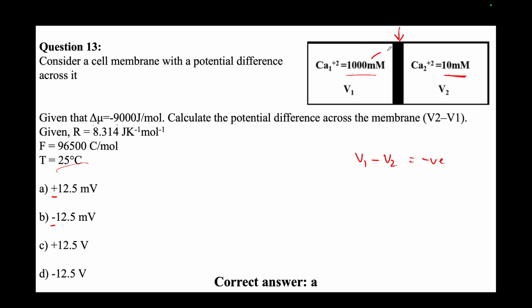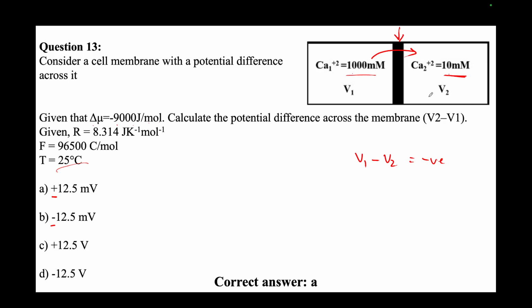That means the movement from V1 to V2 is easier. If something is higher on one side and lower on the other side, the movement will always be from the higher to the lower. So that would be a negative potential. That would give us a negative potential there, so that the movement is facilitated, thermodynamically favorable.